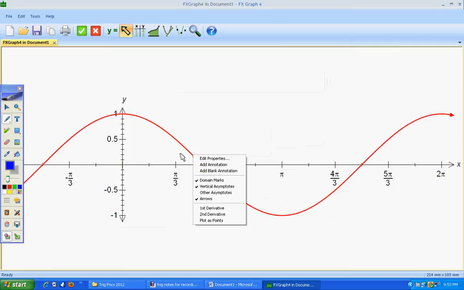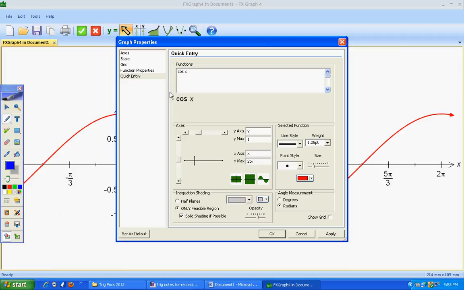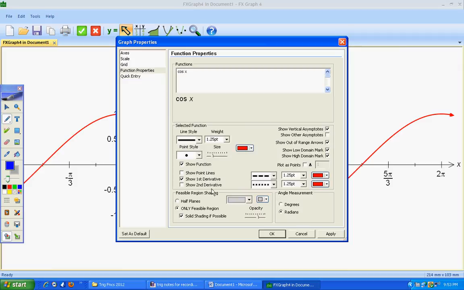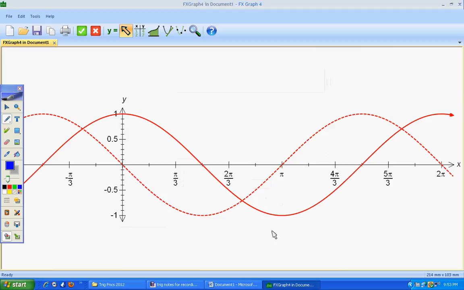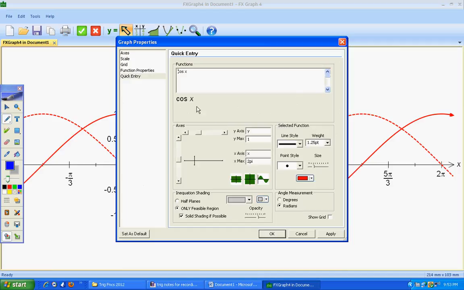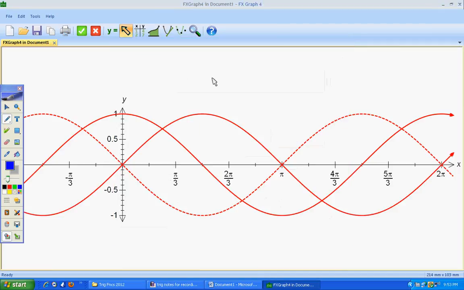So what about if we consider cos of x, and there's cos of x again. What about if we want to look at the derivative of this one here? So let's show its first derivative. Now we've been told that the derivative of cos of x is minus sine of x. Well, let's prove that. Let's show what sine of x looks like. Well, there's sine of x there.